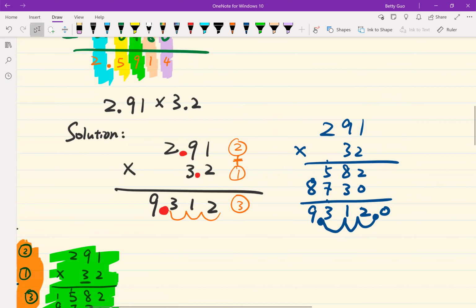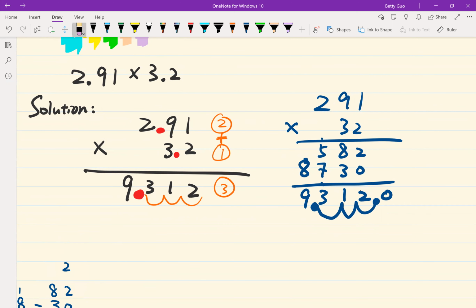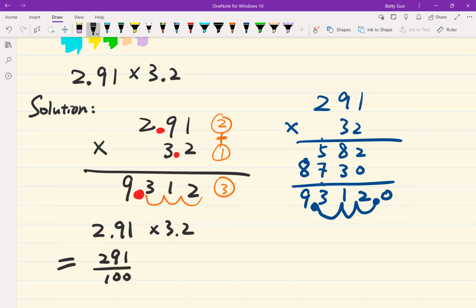Another way I want to explain this problem. Do you remember earlier, 2.91 times 3.2, when we have a decimal? How do we write a decimal as a fraction? So look at the first factor, 2.91. 2.91 actually is 291 over 100. Do you agree with that?